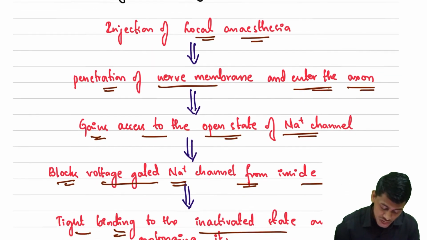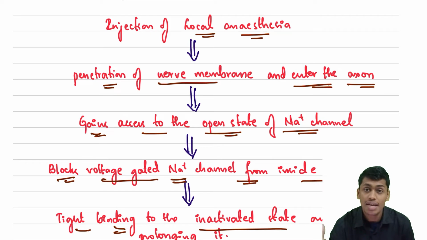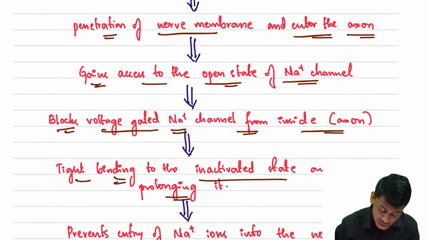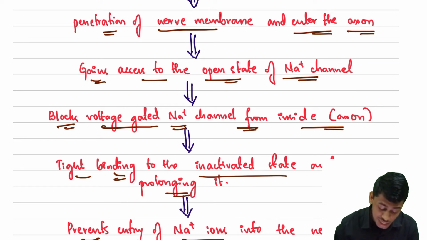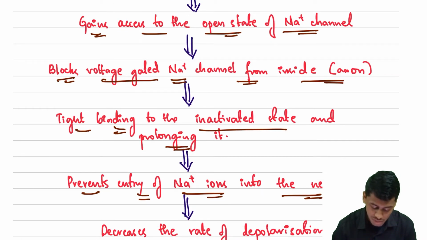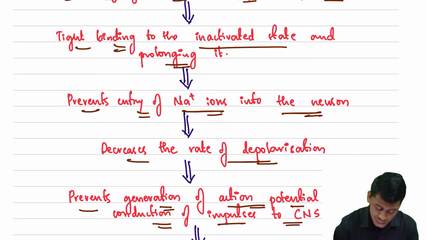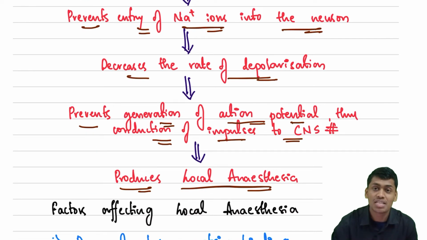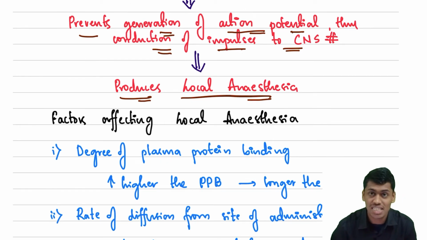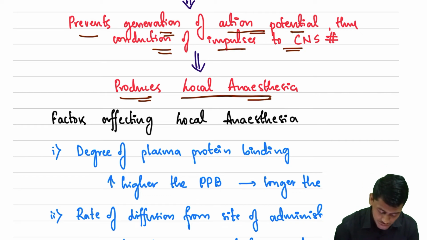Hear it carefully. After the injection of local anesthetic, it penetrates the nerve membrane and enters the axon. It gains access to the open state of the sodium channel. It blocks the voltage gated sodium channel from the inside. After tightly binding the inactivated state, it prolongs the duration. Finally, it prevents the entry of sodium ions into the neuron by decreasing the rate of depolarization, thus preventing the generation of action potentials. Finally, blocking the conduction of impulses to the CNS, thus producing local anesthesia. That is the given effect.